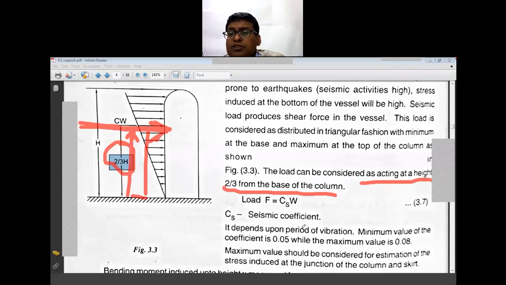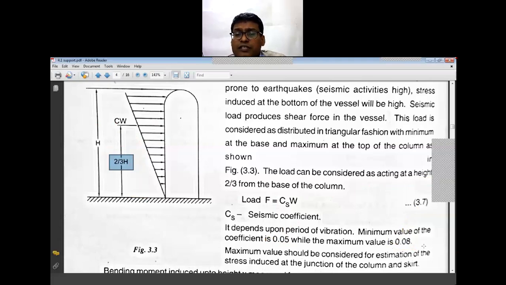So it depends on the period of vibration, and the minimum value of this coefficient CS is 0.05, and the maximum value is 0.08. So this CS is nothing but your seismic coefficient, having a minimum value of 0.05 and a maximum value of 0.08. In general, the maximum value should be considered for the estimation of stresses induced.